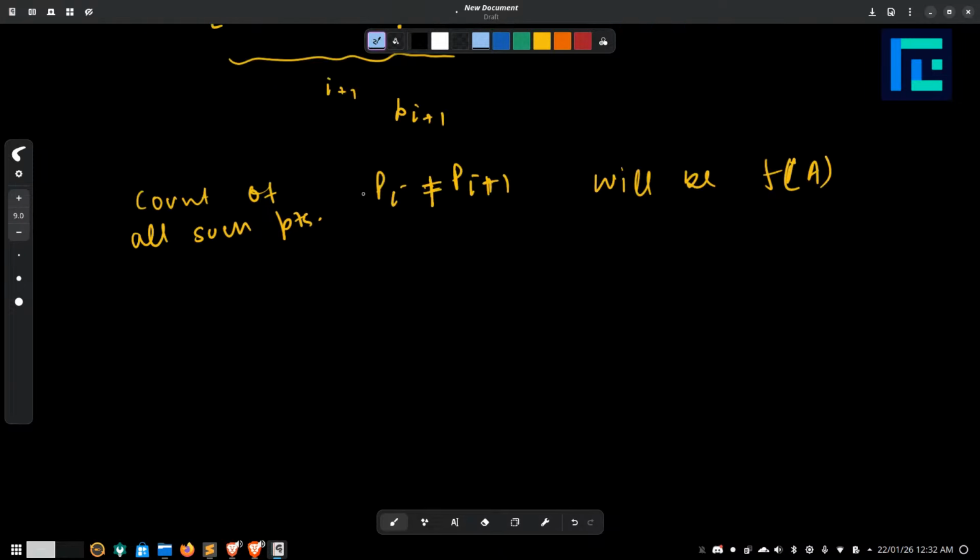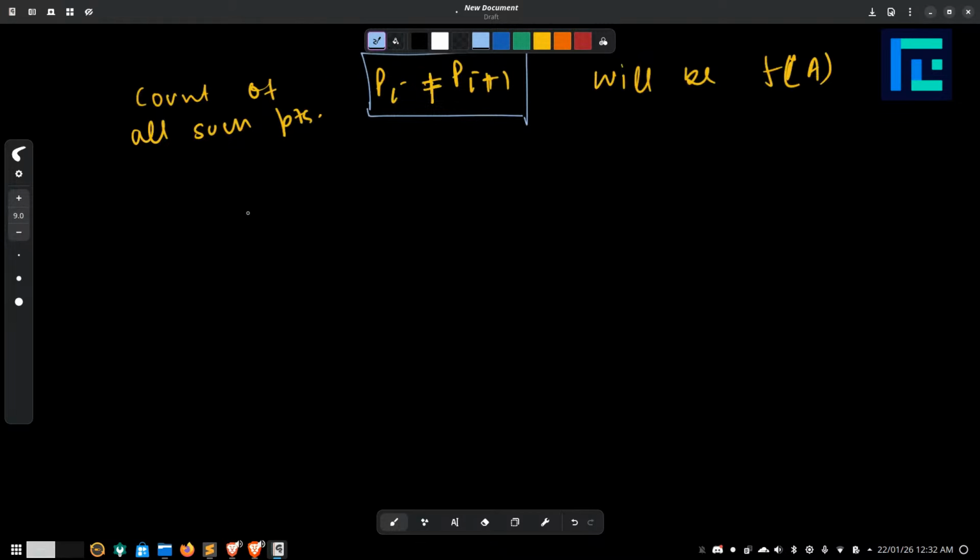Actually, let's understand this a bit more. What exactly is P of i not equal to P of i plus 1? There is this property of GCD. Let me write it like this: the GCD of a comma b comma c.